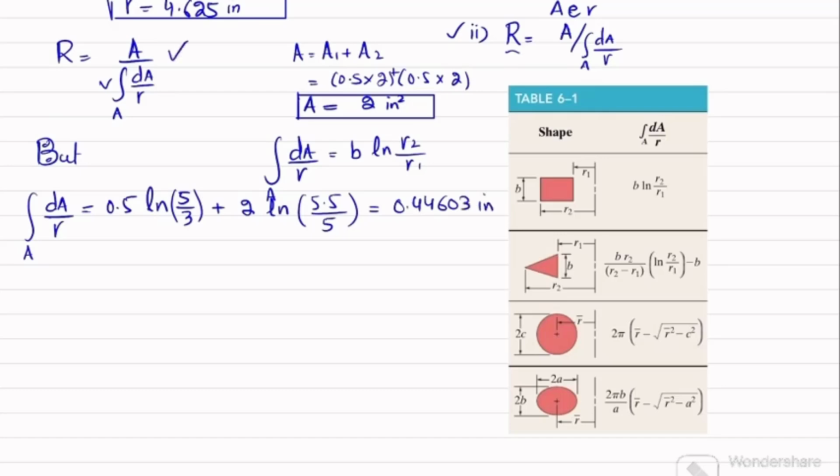Now you have both the values. You can just plug them into this formula, R is equal to area, which is 2, divided by the integral of dA over R for the entire area, which is 0.44603. When you solve this, you will get 4.480 inch. Now what is this R?